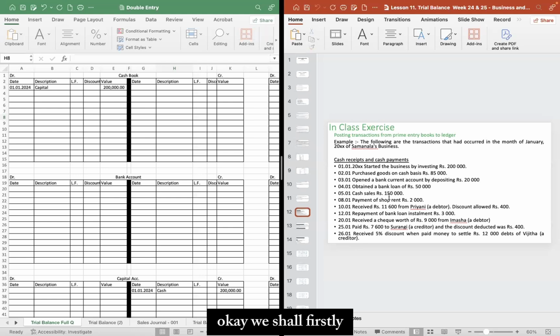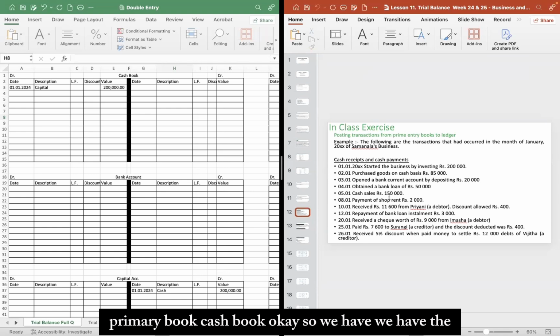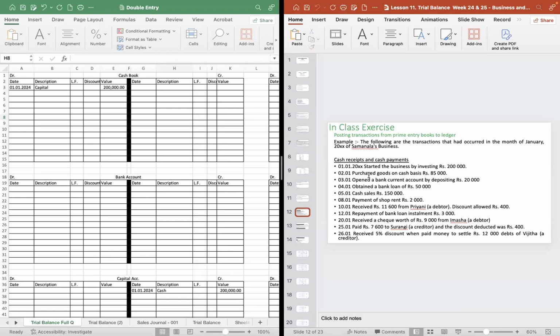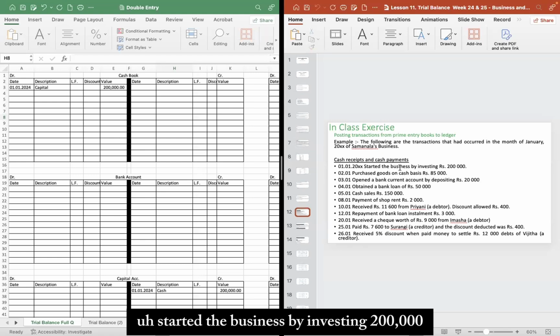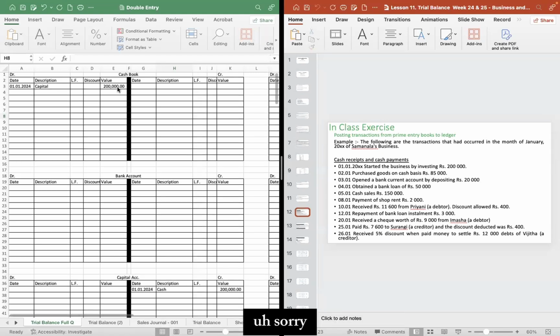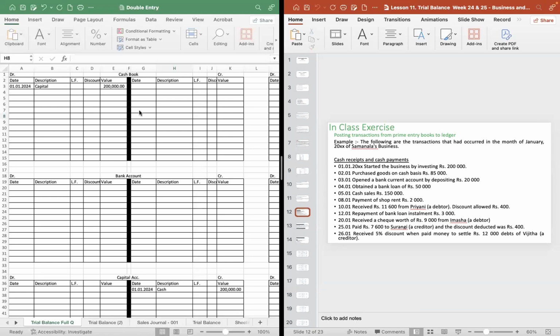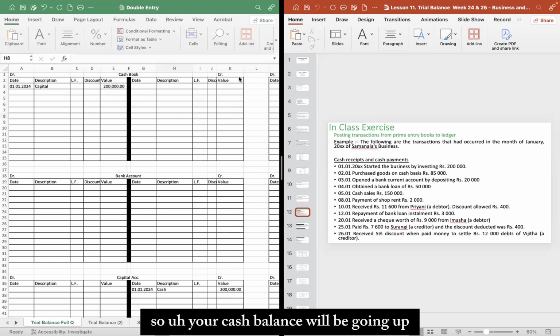Okay, we shall firstly try out cash receipts and cash payments. This particular part is associated with the prime entry book, the cash book. On January 1st, started the business by investing 200,000. So what happens is 200,000 is a cash outflow. So your cash balance is going down. Sorry, started a business by investing 200,000. So your business is receiving 200,000 in cash. So your cash balance will be going up.